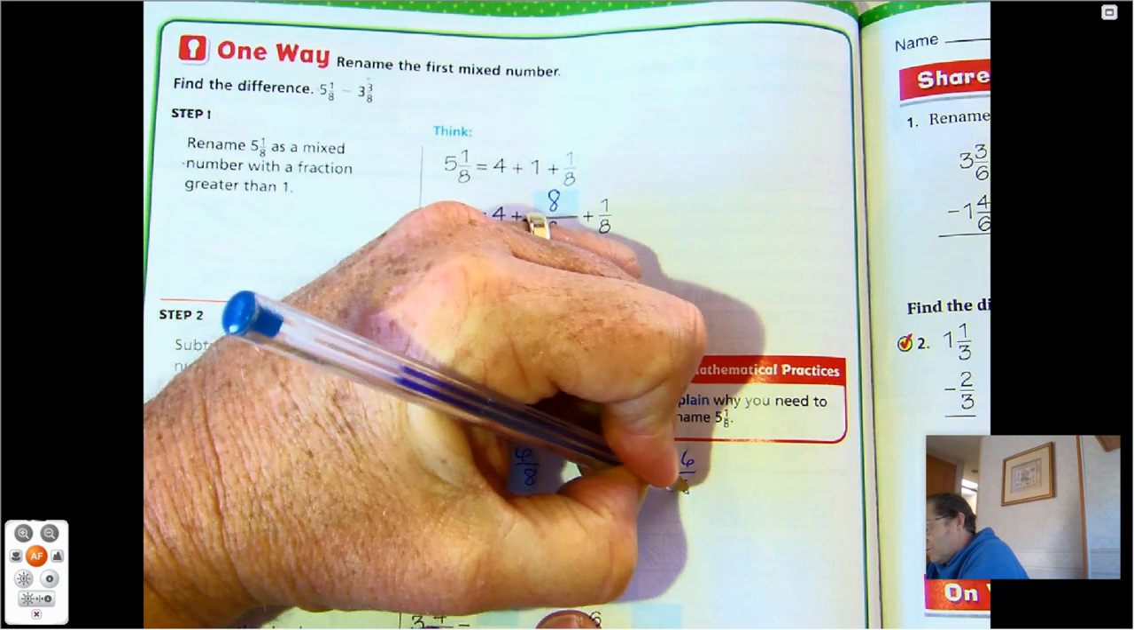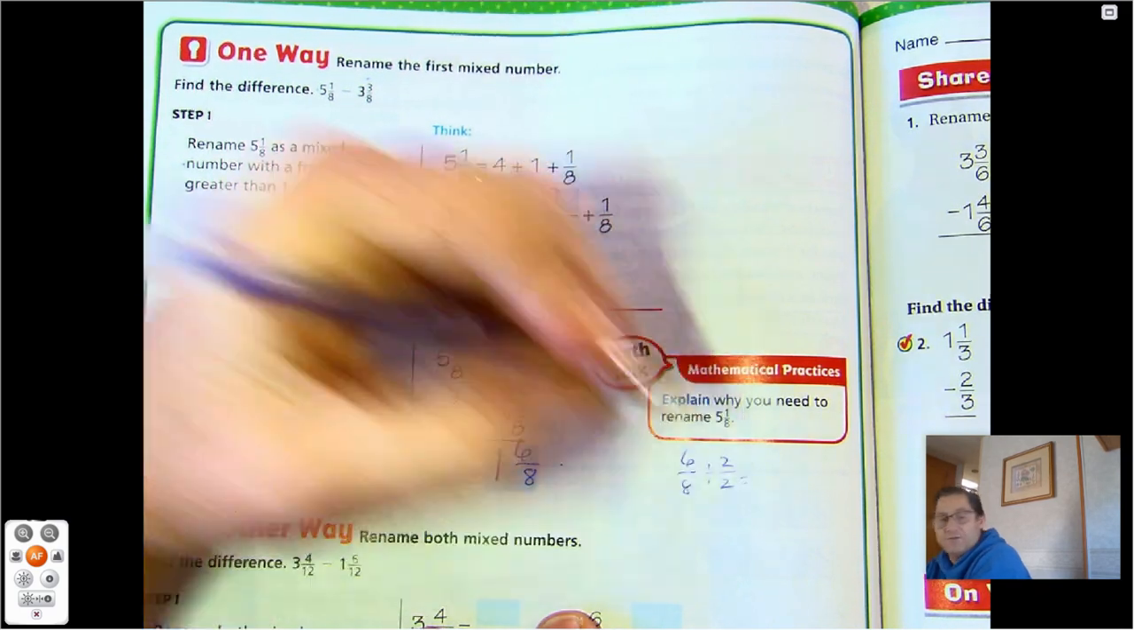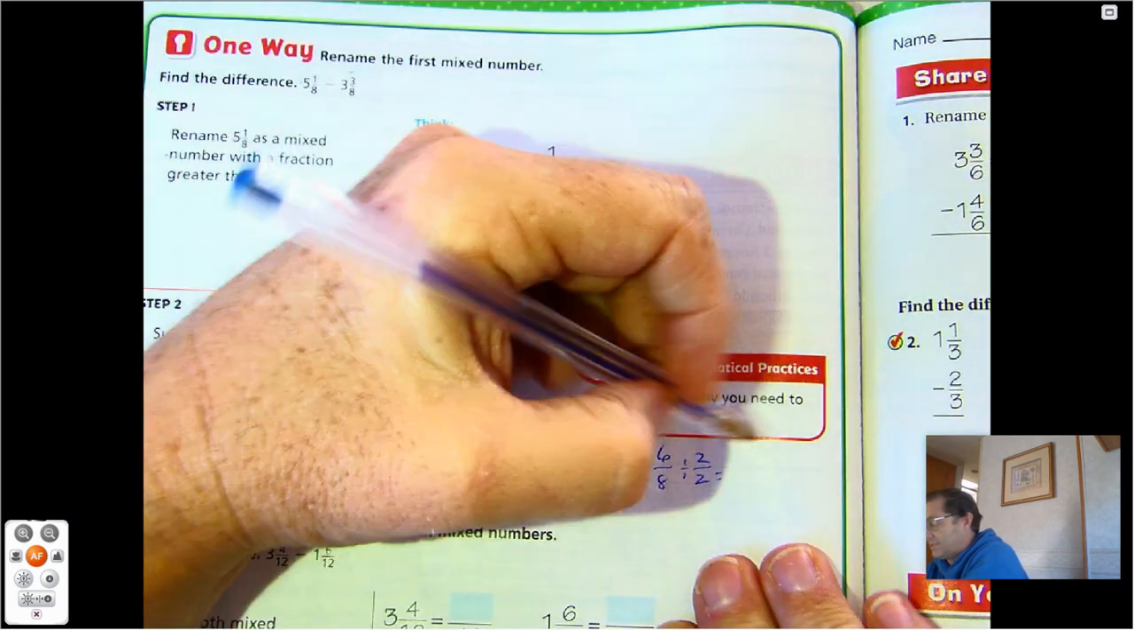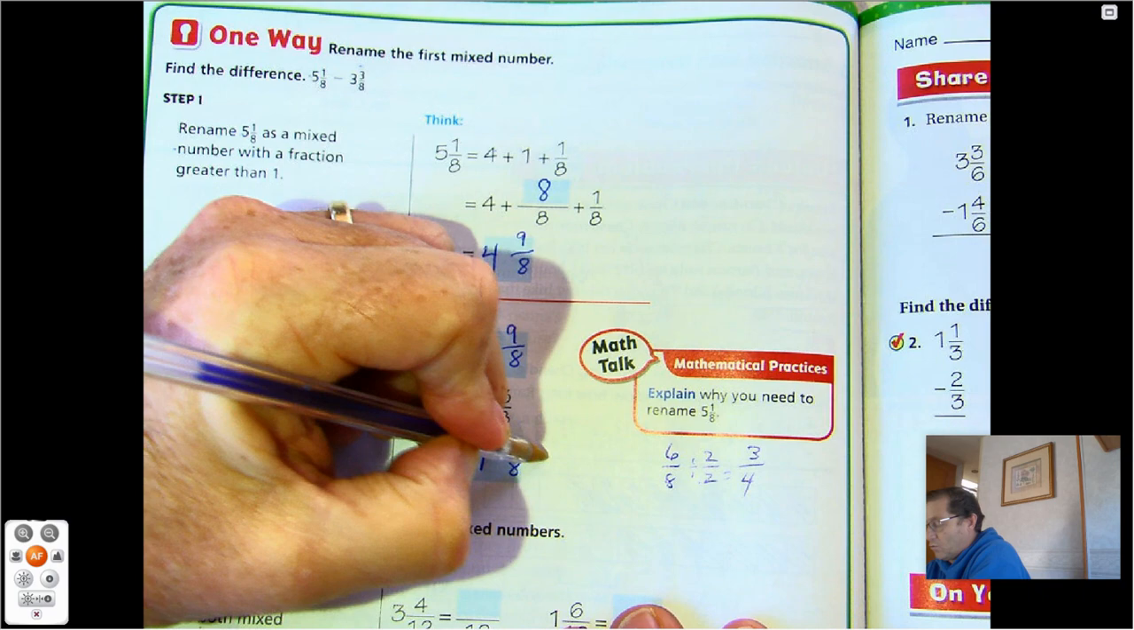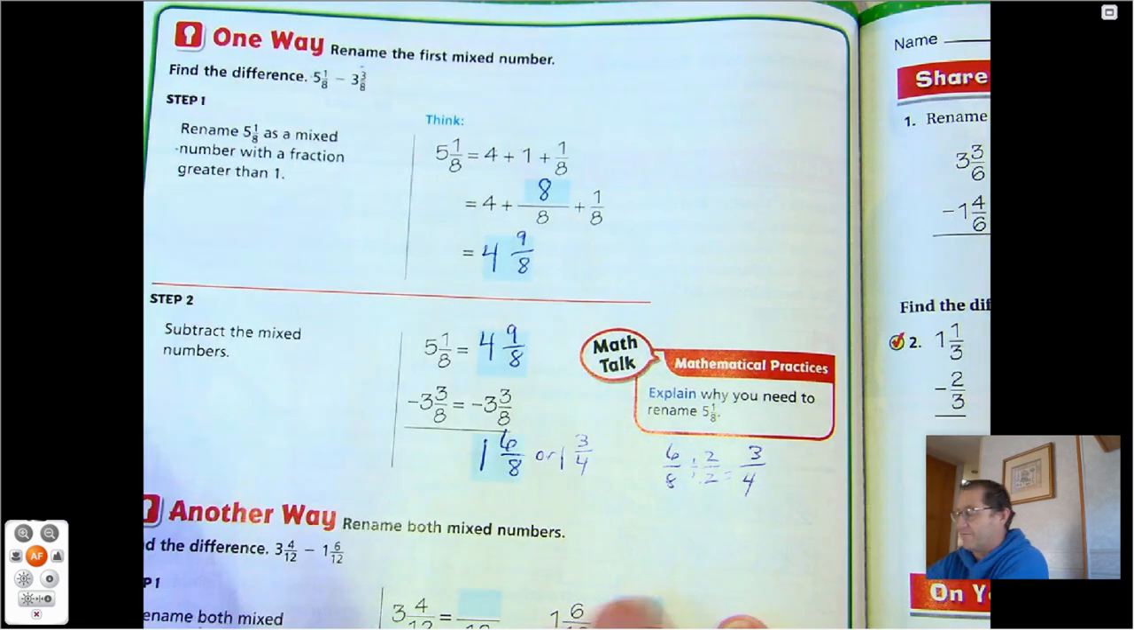I see that those are both even. So I should be able to simplify by dividing by 2. 6 divided by 2 is 3. 8 divided by 2 is 4. So 1 and 6/8 or 1 and 3/4.